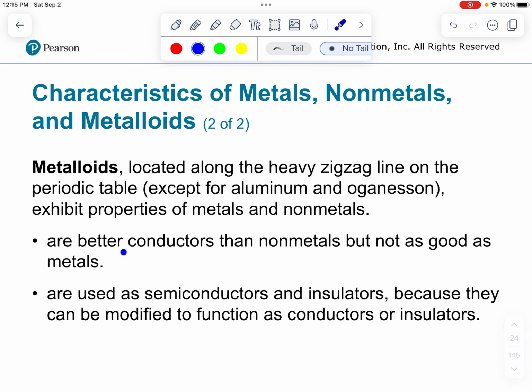Metalloids exhibit properties of metals and nonmetals. They're better conductors than nonmetals, but not as good as metals. So for that reason, they're used as semiconductors and insulators.